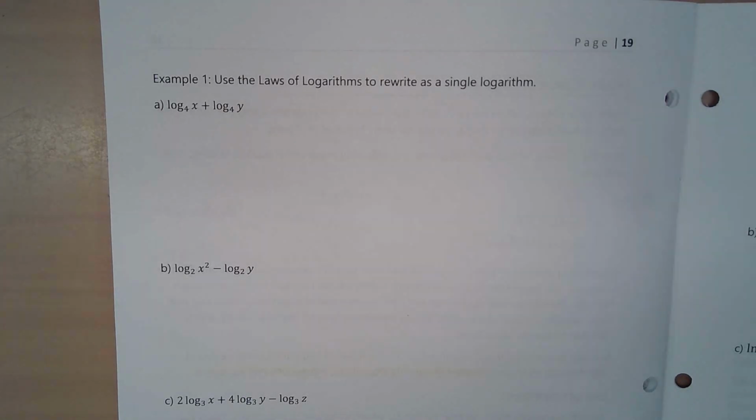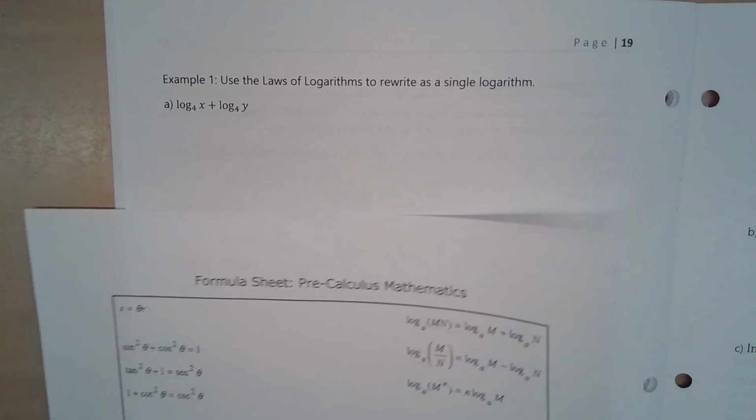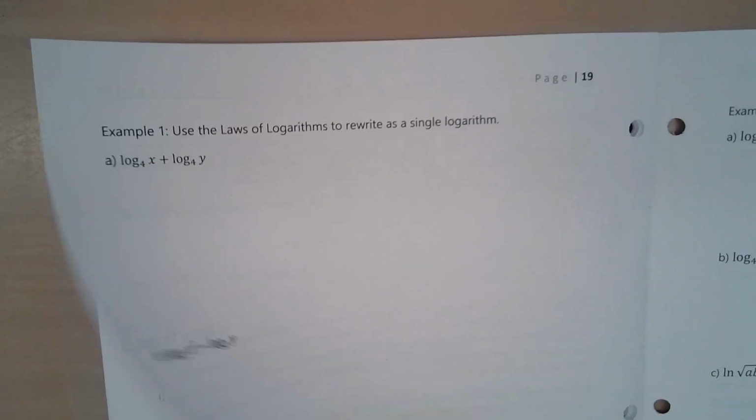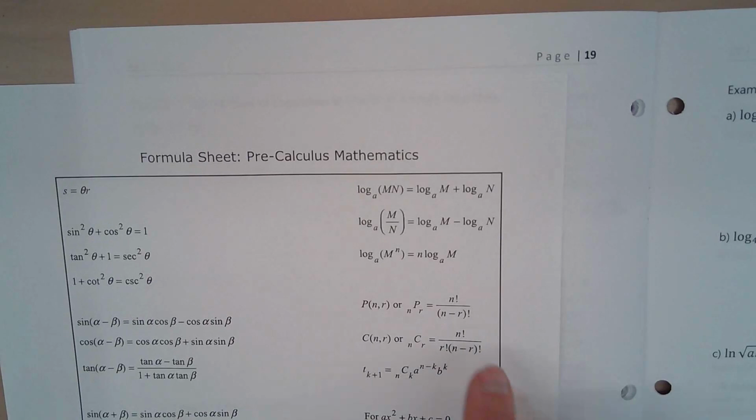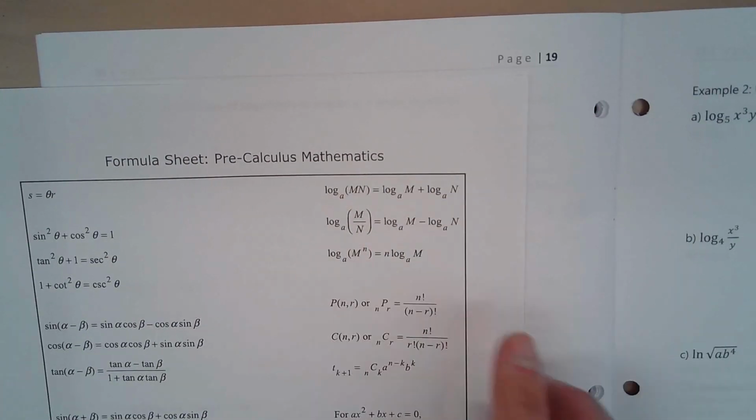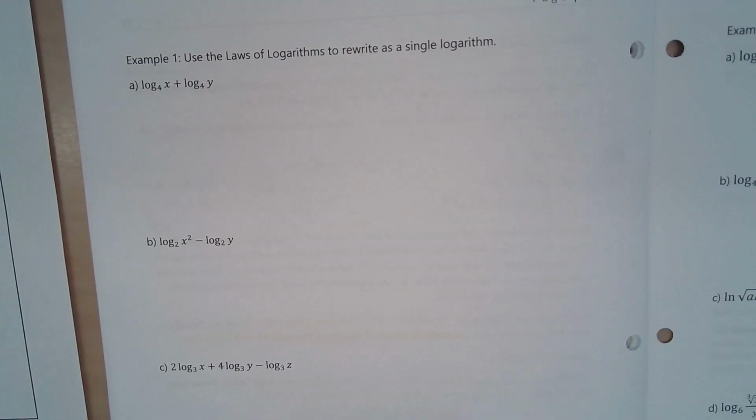The whole first column is all trig stuff that we're going to get to. So this just saves you from flipping back and forth. I have them printed here, so you don't have to flip back and forth, but here's where all the log stuff is. Okay, so now let's see.